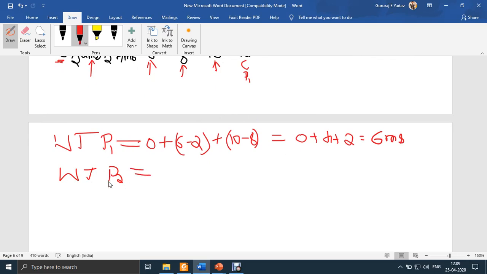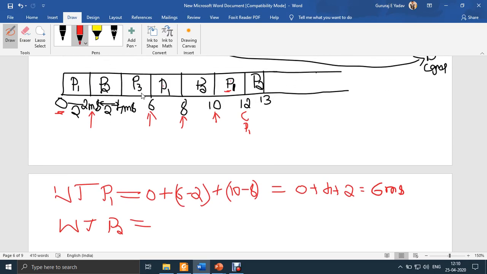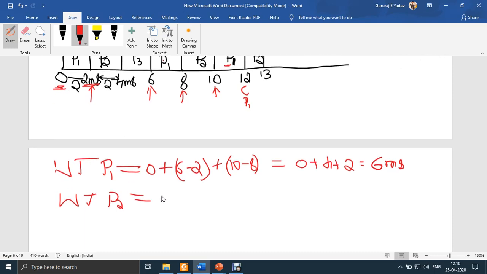Now come to P2. What is the waiting time for P2? When did P2 arrive? It also arrived at 0 milliseconds only. But even though it arrived at 0 milliseconds, P2 was not given the chance to execute at 0, but at 2 milliseconds. So it waited from 0 to 2 milliseconds to get its chance to execute. That means it is 2 minus 0. This is the first waiting time spent in the ready queue.